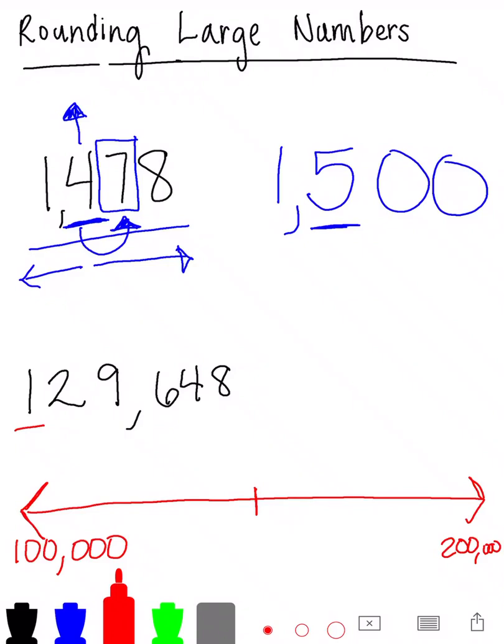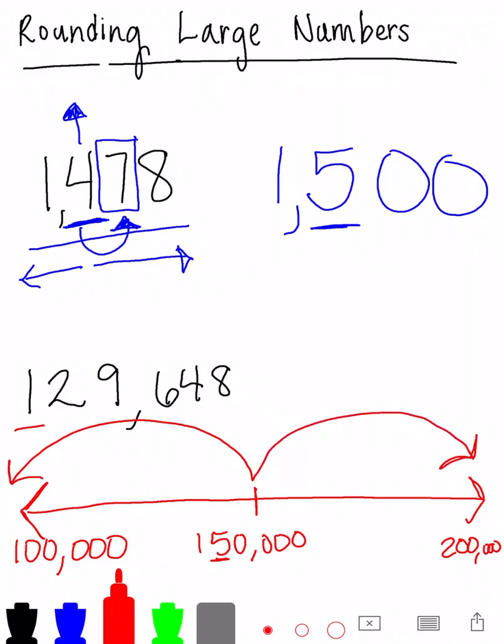Right in the middle, we would have 150,000. This is why the 5 is so important. If it is smaller than a 5, we would go down. If it's larger than a 5, we would go up.